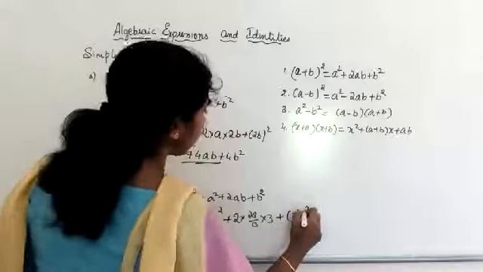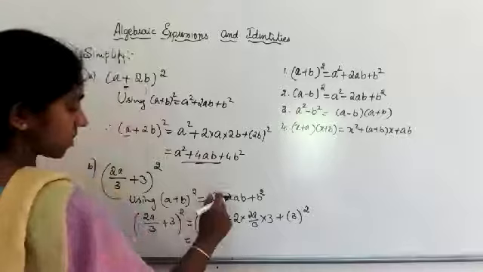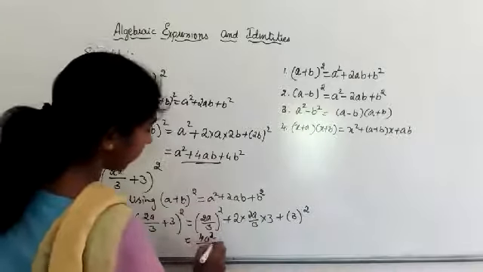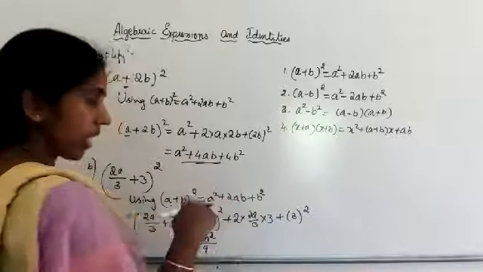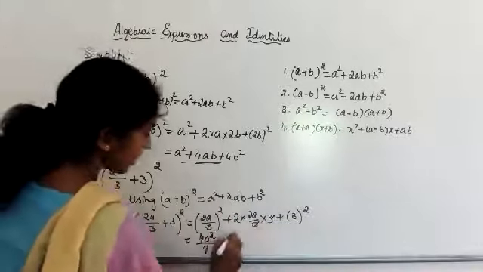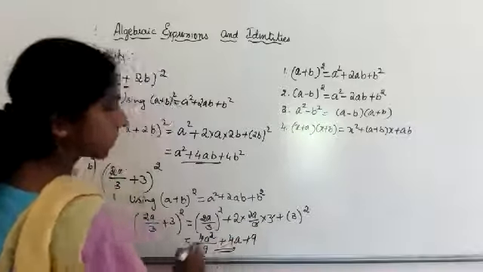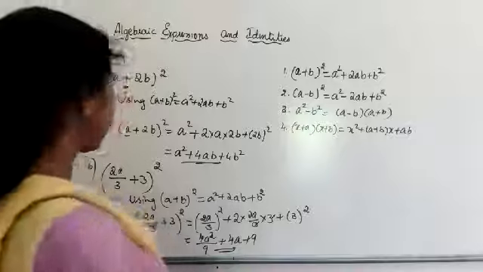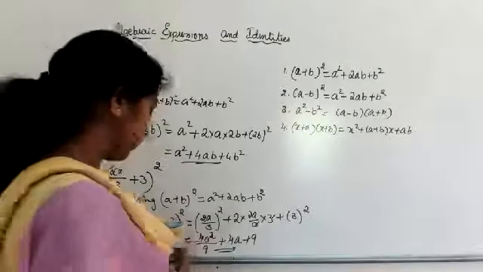So that will be 4a square, 2 square and a square, 4a square divided by 9. When you take the whole square, the denominator is also squared. The 3 and this 3 get cancelled, plus 4a plus 9. So this is the final answer after simplifying 2a by 3 plus 3 the whole square.